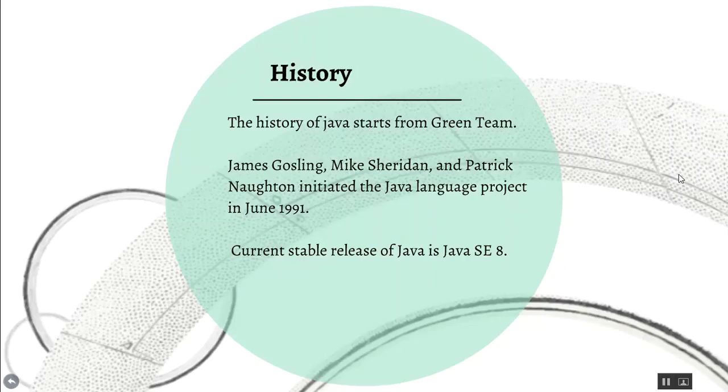James Gosling was the lead of that team, and he created the Java language with a team of Mike Sheridan and Patrick Naughton, etc., in June 1991. The current stable version of Java is Java 8. There are many different versions which were previously released by Sun Microsystems.